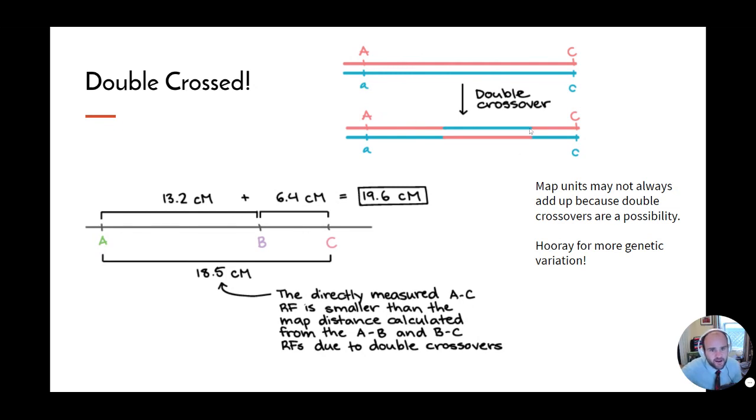You can have double crossover events happen on chromosomes, which gives us even more genetic variation, which in the long run is a very good thing. It may make it more difficult to calculate, but it's a good thing for our population.